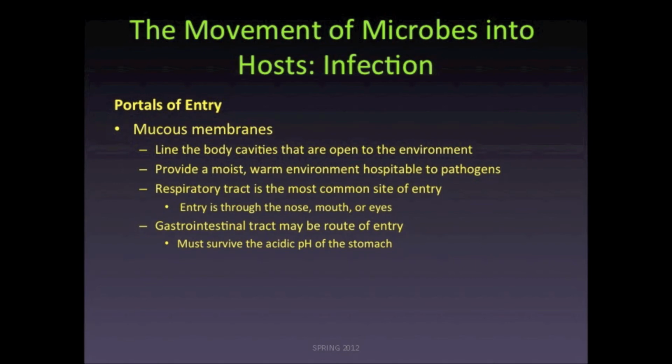Many pathogens gain access to the body through the mucous membranes. The mucous membranes are found lining the respiratory tract, gastrointestinal tract, genitourinary tract, and conjunctiva of the eye. These regions provide a moist, warm environment that is hospitable to many microorganisms, including pathogens. The respiratory tract is the most common portal of entry for pathogens. Pathogens can be inhaled through the nose or mouth on droplets of moisture or on dust particles.